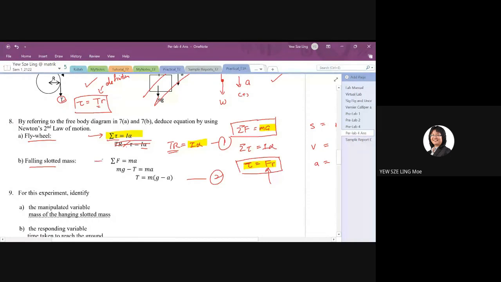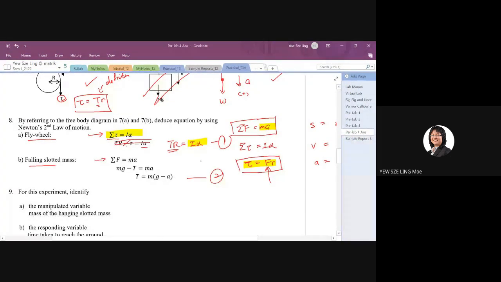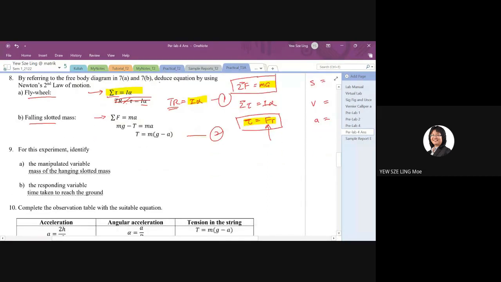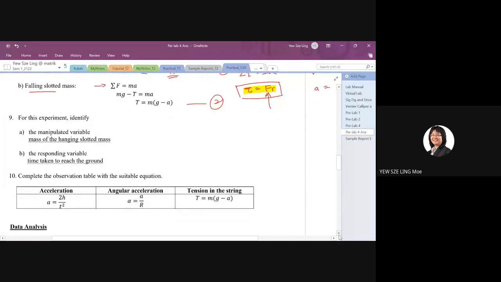Another one, the second law, in terms of linear motion, is summation F equals MA. The way we expand the equation is exactly the same. One, you search for the force that causes the object to rotate. Another one, you search for the force that causes the object to accelerate in linear motion. Okay, so we got the two equations based on the diagram. Done. Basically, that is what it asks you to do.